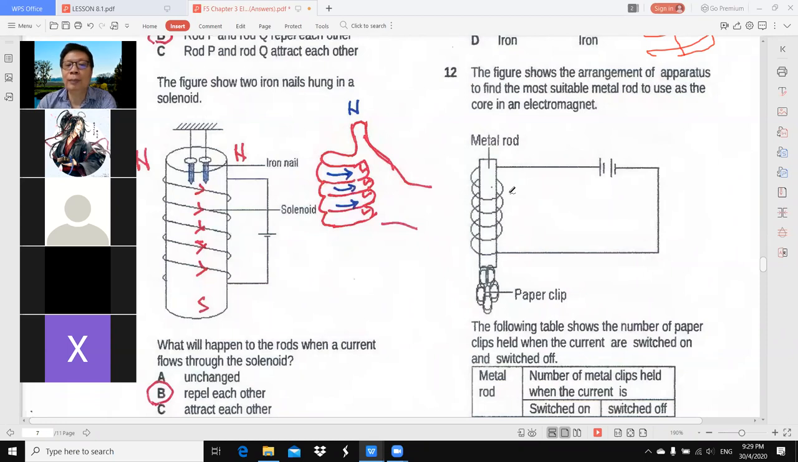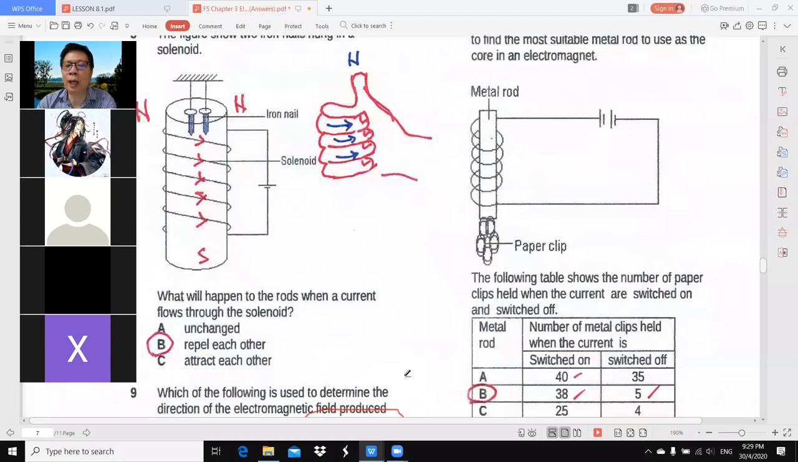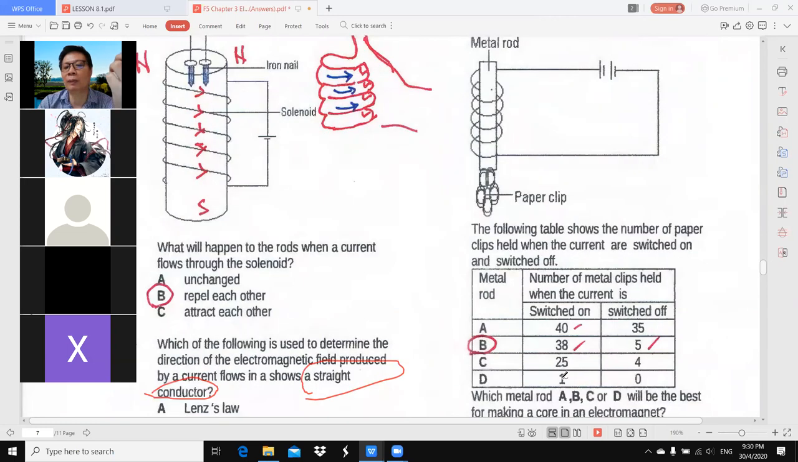Okay. Now, when you switch on the current, when you switch off the current, the answer is B. Why is the answer B? When you switch on the current, the number of paper clips attracted must be more. The more paper clips attracted means this electromagnet is strong. This is what you want, isn't it? You switch on the current, this one becomes very strong, attracts a lot of paper clips. The other two are very small, so you must choose either 40 or 38, right?